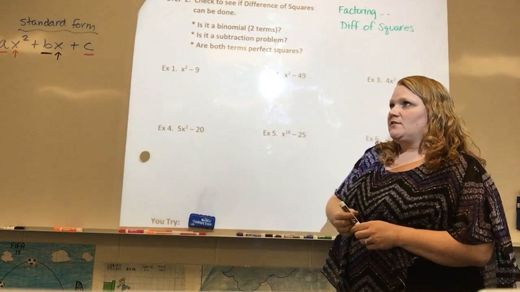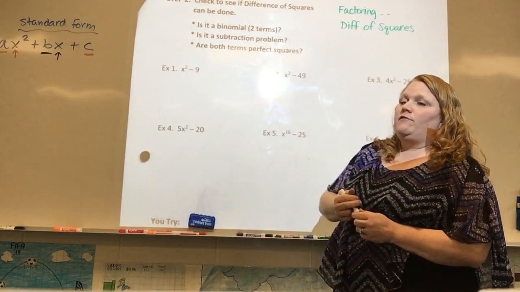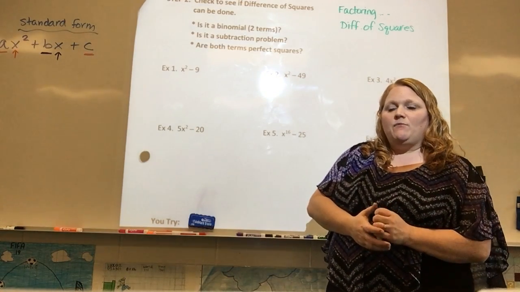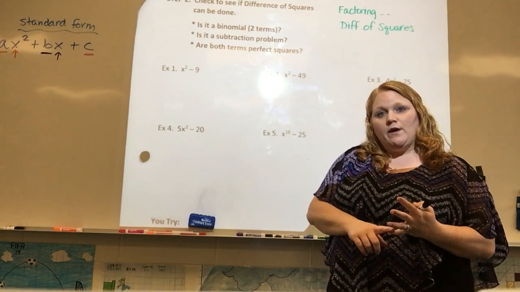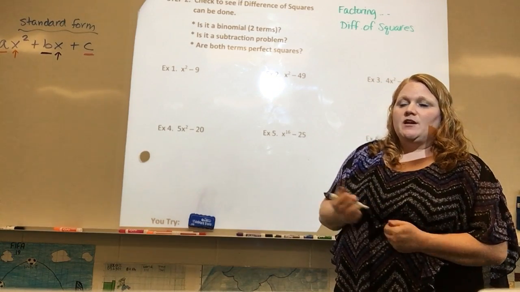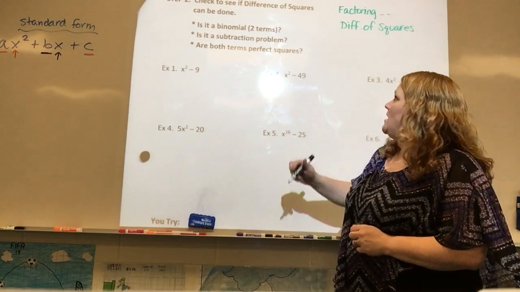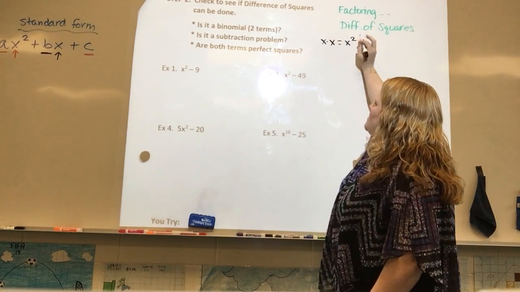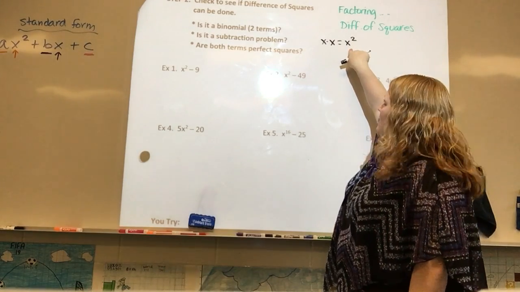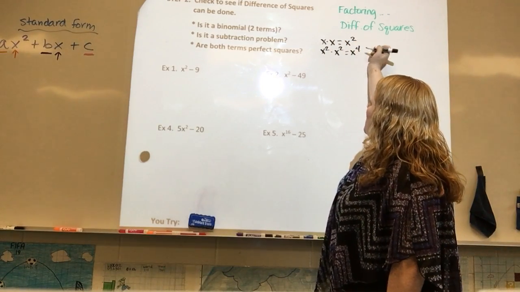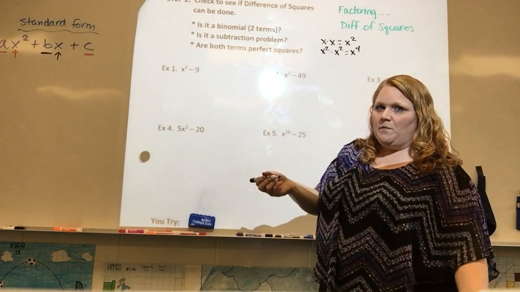So perfect squares are things like 1, 4, 9, 16, 25, things like that, where you can take the square root of a number and get a whole number. You also have variables that are perfect squares, and they're every even variable exponent. So for example, x times x is x squared. So x squared is a perfect square. X squared times x squared is x to the 4. So x to the 4 would be a perfect square.